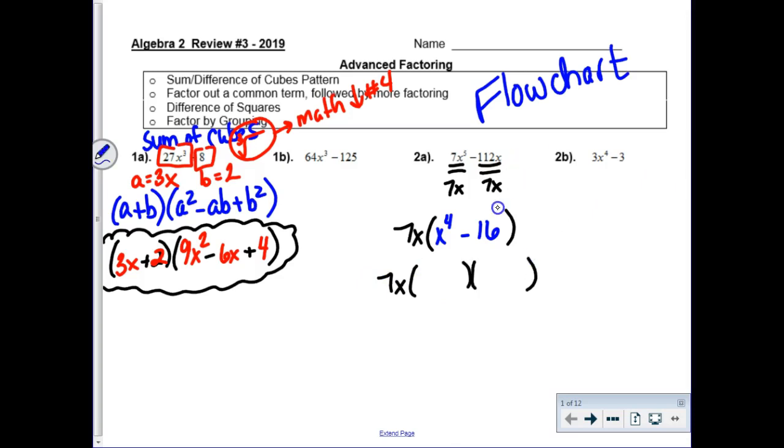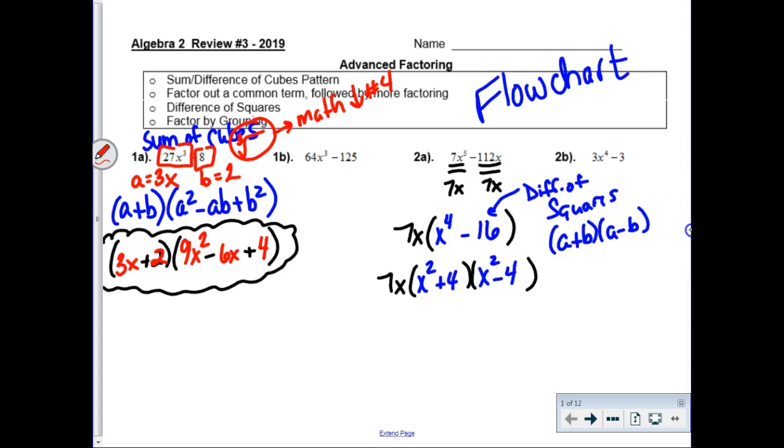That is a special pattern. This pattern right here is the difference of squares pattern. So the way that pattern works is you do a plus b times a minus b, meaning you take the square root of each of them. Now this one's a little tricky, because x to the 4th, when you square root it, it's x squared. And then you have a plus 4 and a minus 4. And if this is where you stop, I have bad news for you. You are not done, because the difference of squares pattern shows up again.